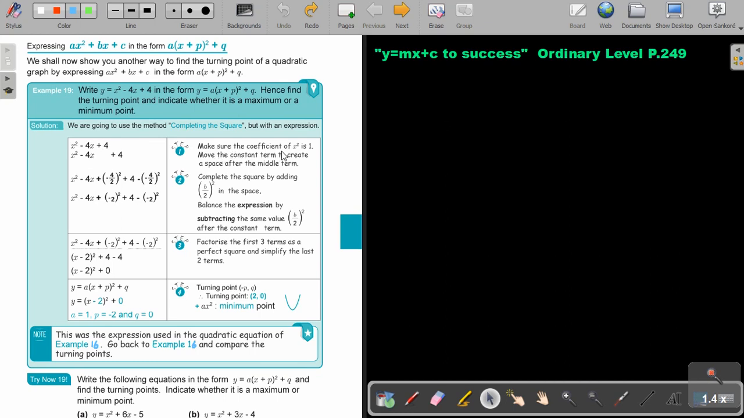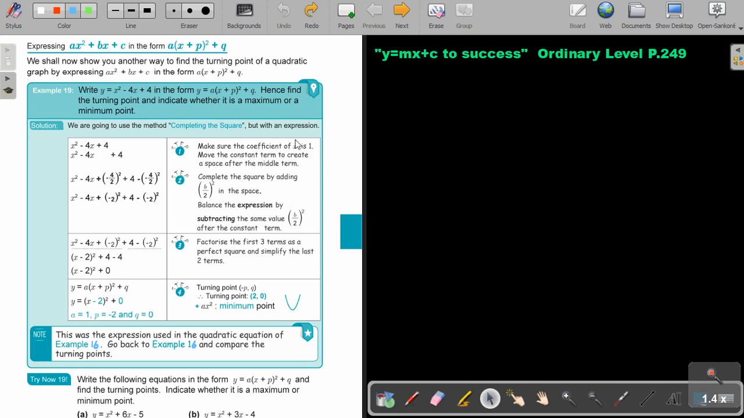Make sure that the coefficient of x squared is 1. This is what we did in completing the square. It's almost like completing the square, but it's not with an equation, it's with an expression. Because in the equation, whatever you do on one side of the equal sign, you must do on the other side. But this is an expression, so whatever you add, you must subtract in order that it cancels out, because you are just working on one side of the equal sign. Okay, but let's show you in an example. So we are going to use the method of completing the square, but only with an expression.